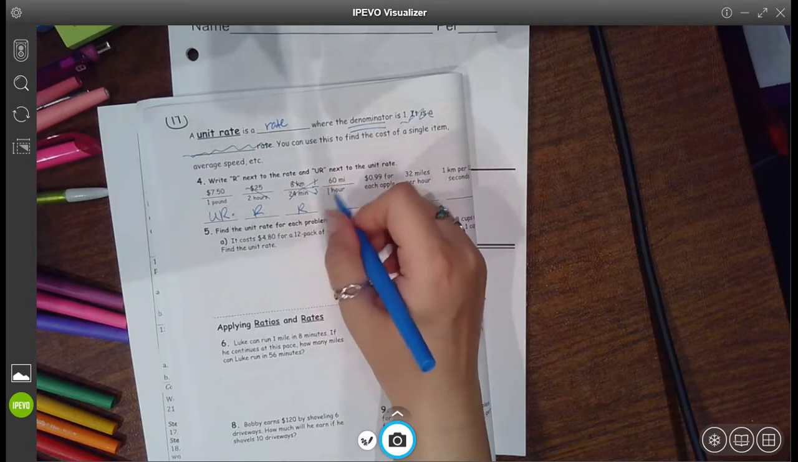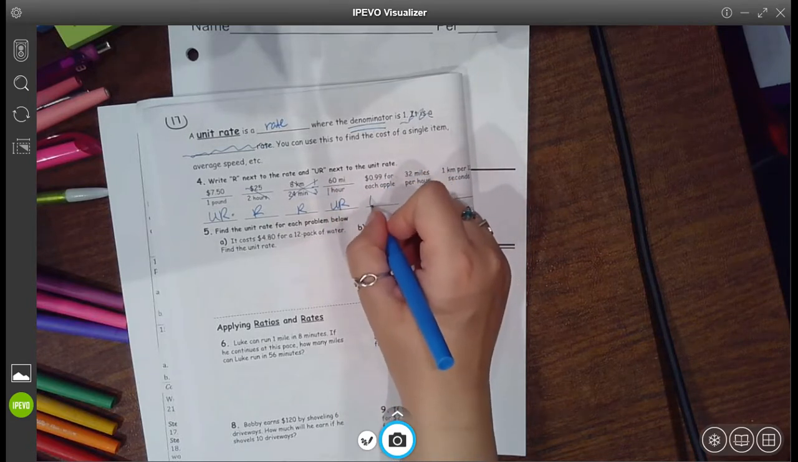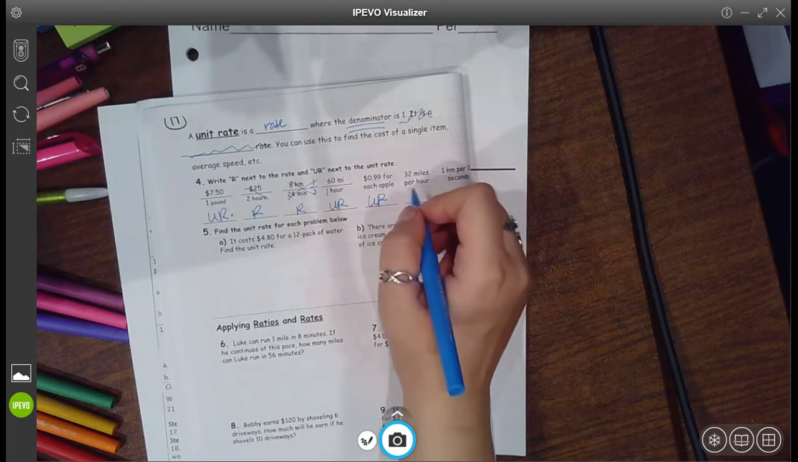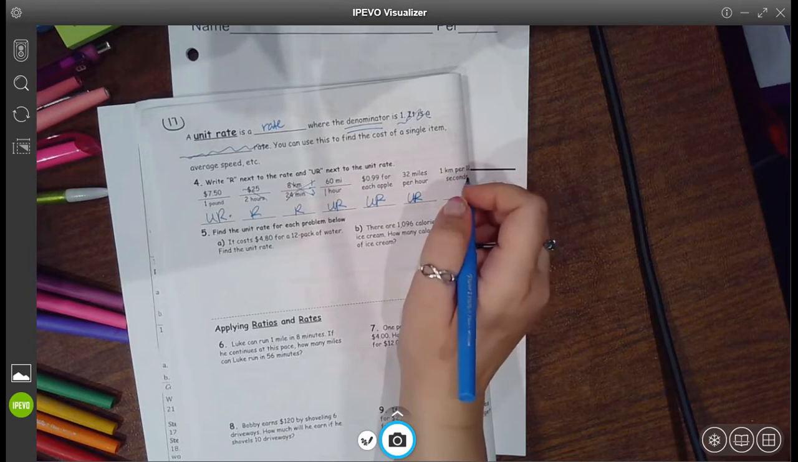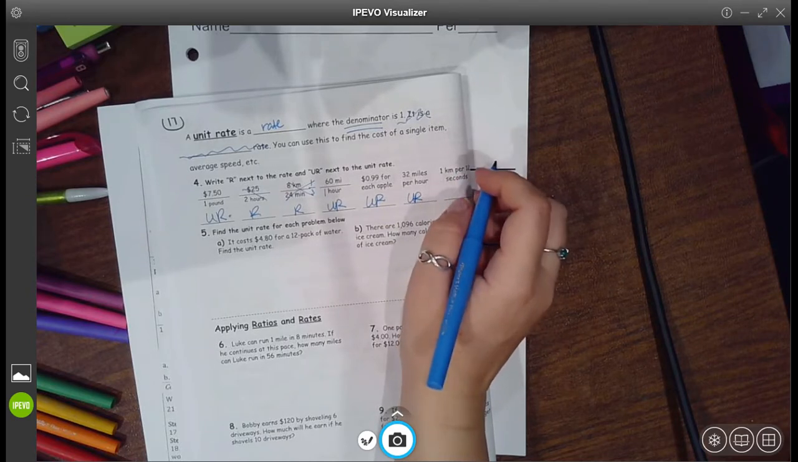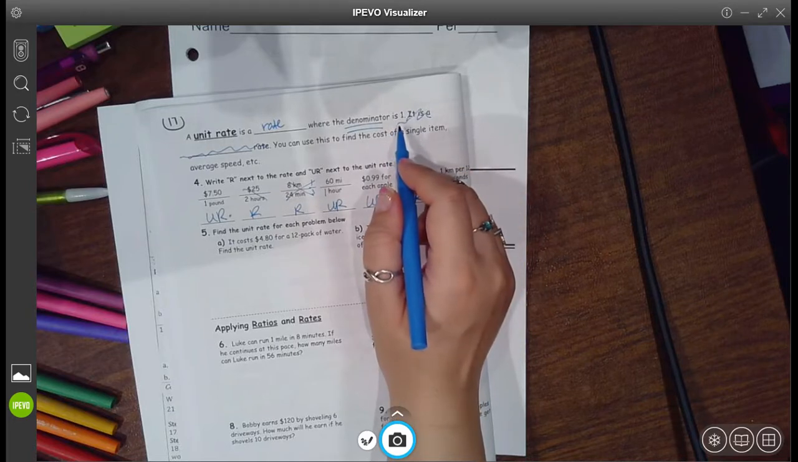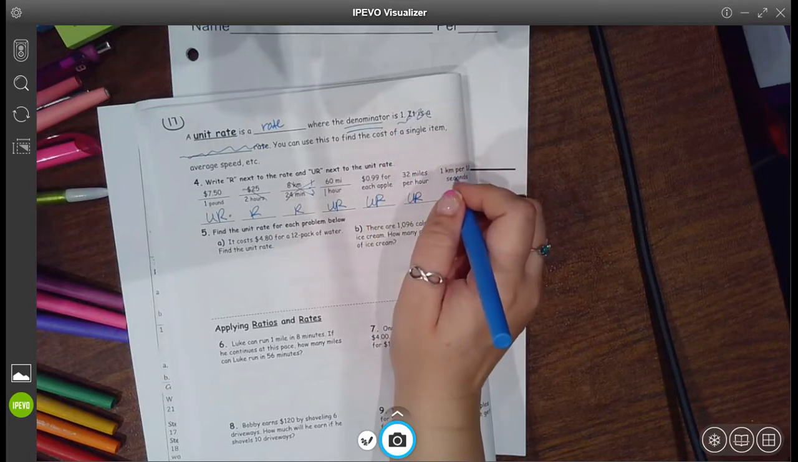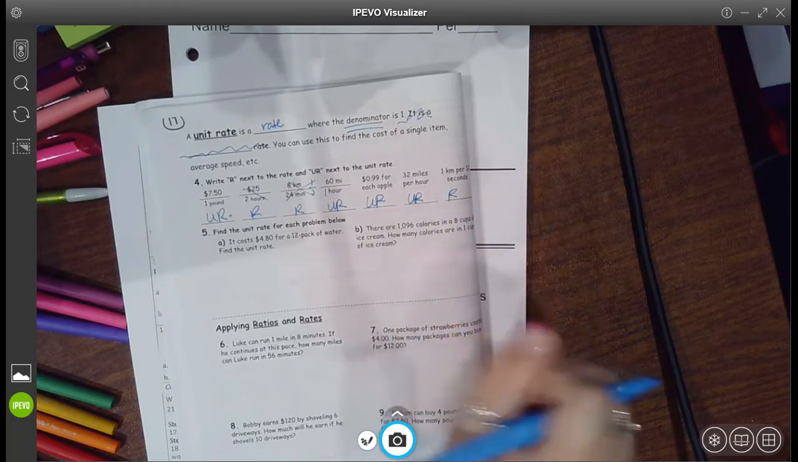60 miles for 1 hour. So yep, that's a unit rate. 99 cents for each apple. So unit rate. 32 miles per, it's implied 1 hour. So unit rate. And 1 kilometer per 12 seconds. Now the trap is a lot of people say, oh yeah, 1, but 1 needs to be in the denominator. So if it was 12 kilometers per second, then yes, it would be a unit rate. But because the denominator is 12 seconds, it's just a rate.